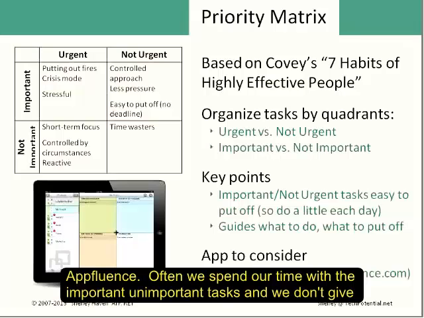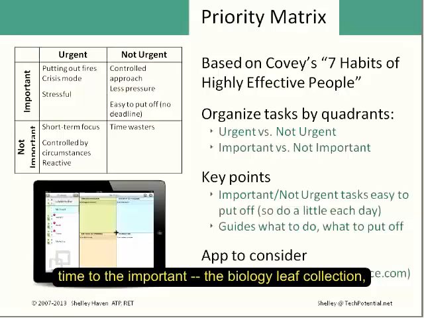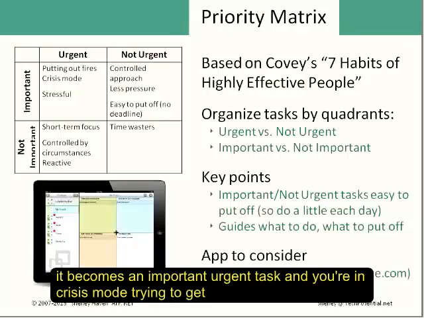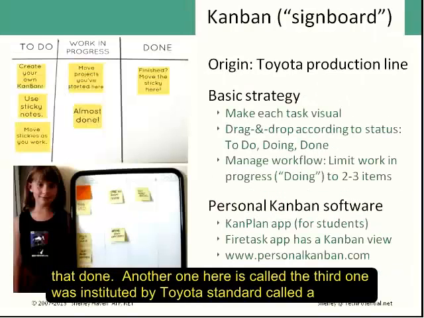The key point is that often we spend our time with the urgent, not important tasks. We waste all our time on that, and we don't give appropriate time to the important but not urgent tasks, like that biology leaf collection. And what happens is if we keep putting that off, then it becomes an important, urgent task, which is you're in crisis mode trying to get that done. So that's what we're trying to stay away from.